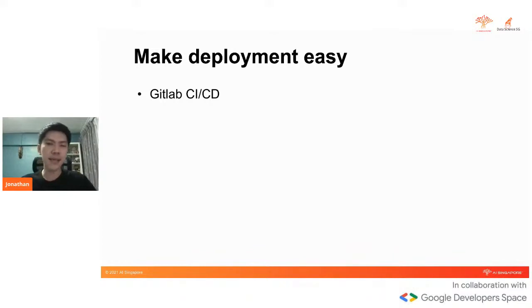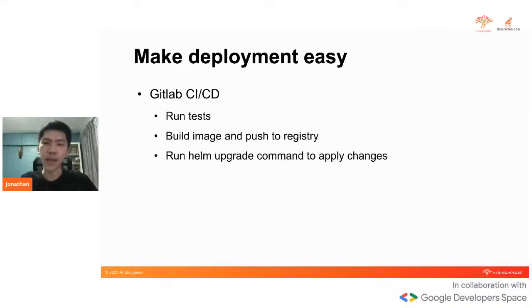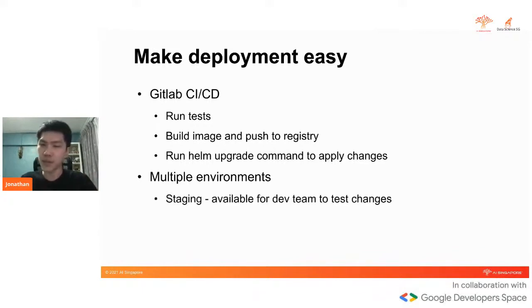Our CI/CD steps are fairly straightforward. We run tests to check if there are breaking changes, build the images and push them to the registry, and we run the Helm upgrade command to apply changes to our deploy environment. We also make use of multiple deployment environments. We have a staging environment, which is available to the dev team to test changes. We encourage devs to use it for their own testing. Then we have the production environment, which is a stable environment that we only deploy to after testing on staging.